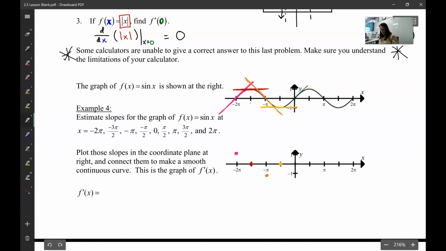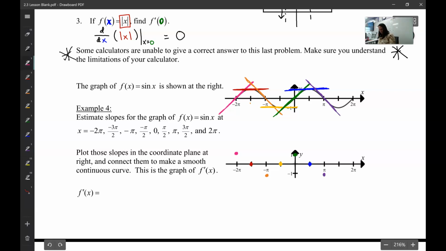Now let's find the slope at 0. So right there, the slope of that line looks to be about positive 1. Keep going. Slope at positive pi halves. That's a flat 0. Slope at positive pi. Oops, I didn't draw that one very well. Let's try that again. So that one looks like negative 1.